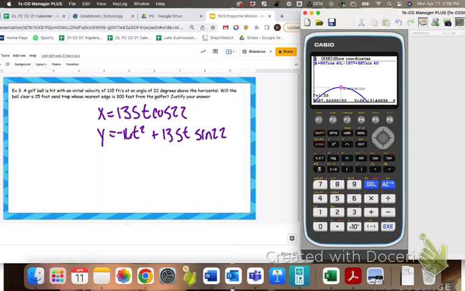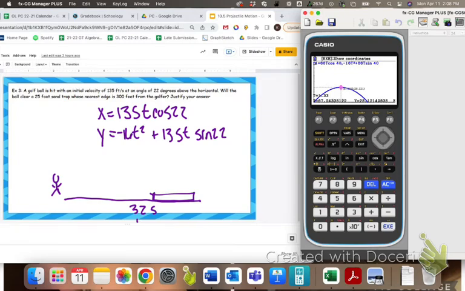So we want to know if the ball will clear a 25-foot sand trap whose nearest edge is 300 feet from the golfer. So here's our golfer. Okay, they hit that golf ball. There's a sand trap whose nearest edge is 300 feet away. So there's our sand trap. The sand trap is 25 feet. So what we're saying is, will this ball travel 325 feet before it hits the ground? So we can find this a couple different ways. Again, we can figure it out algebraically, or we can just kind of trace and estimate.